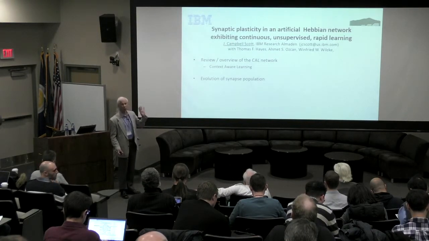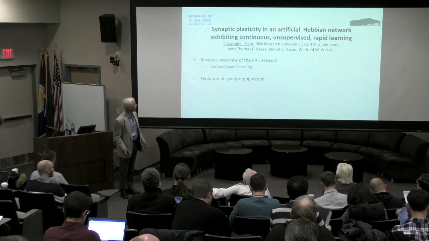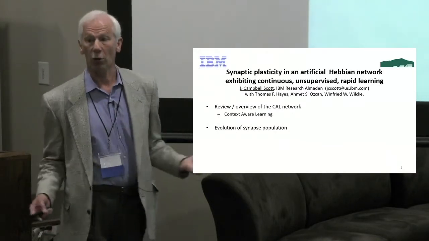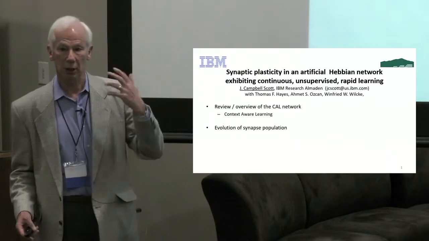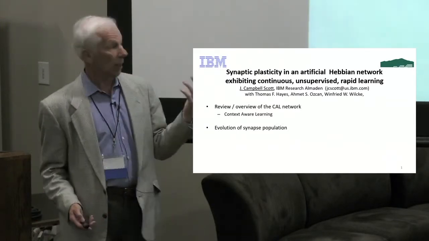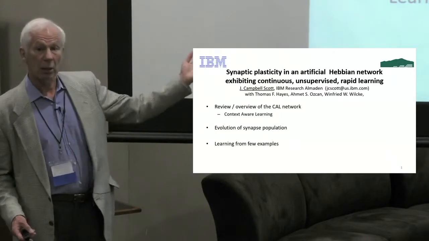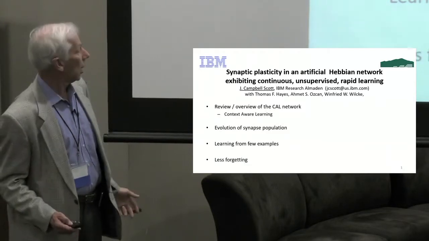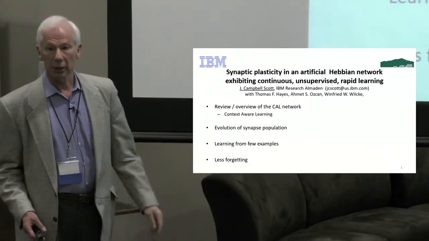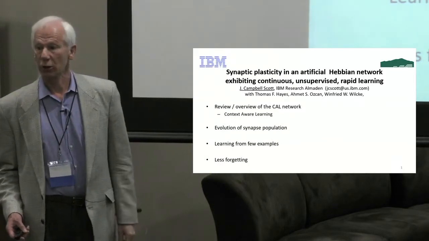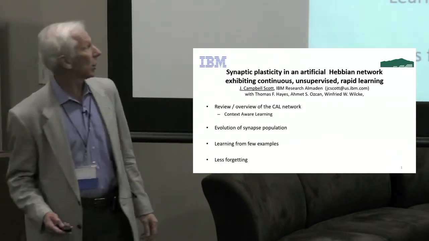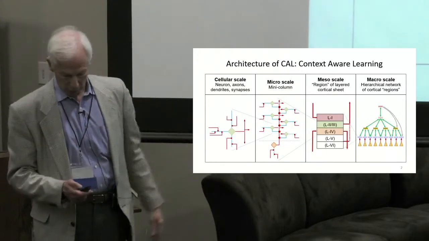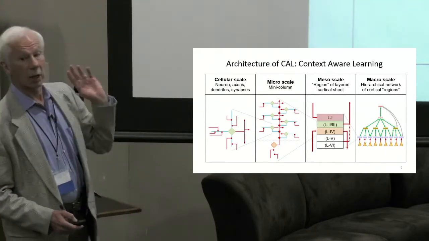So I'm going to just touch on a few of the points that we have worked on in the last year. One is to look at how this plastic synapse population evolves, namely the number of synapses, the number of connections that are being made as it learns. I'll illustrate how well it learns from just a few examples. And then I'll touch on the absence or the minimization of forgetting, which is one of the main goals that we have. So this is the sort of big picture view of how CAL is put together.